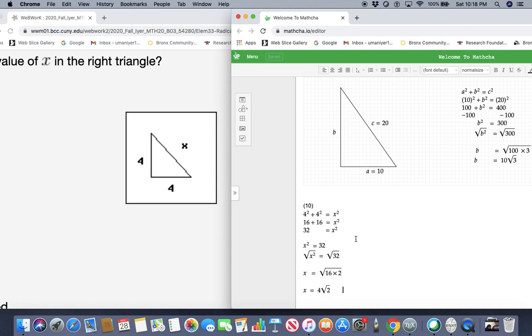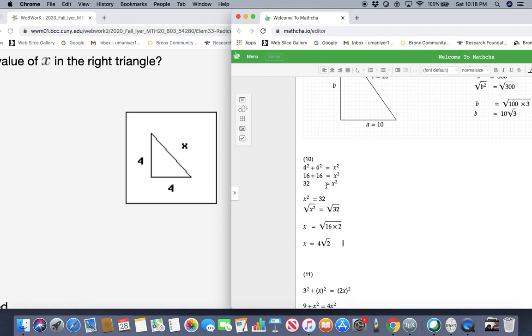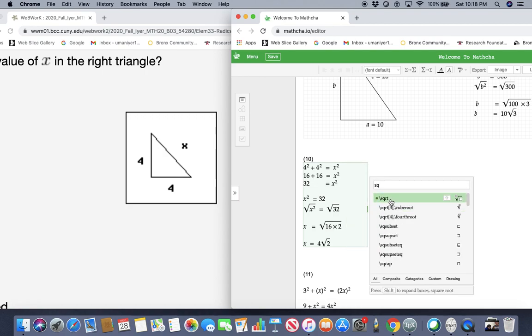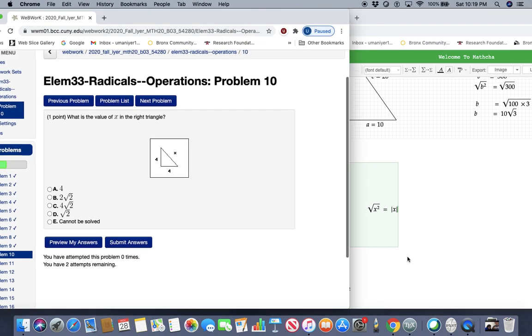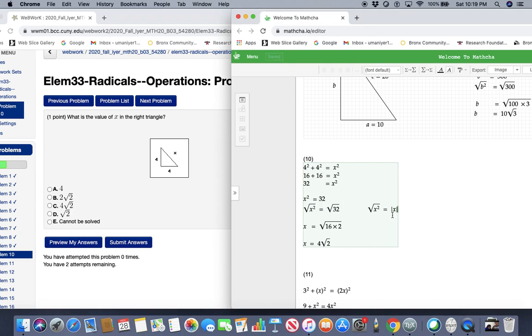32 is x squared. I will flip the equation so that x squared is 32. Take square roots of both sides. Square root of x squared, square root of 32. Square root of x squared is actually absolute value x. But x being the length of a side, it's not going to be negative, so we don't have to worry about that. Instead of writing absolute value, we write x.